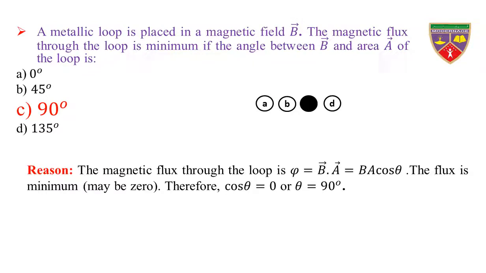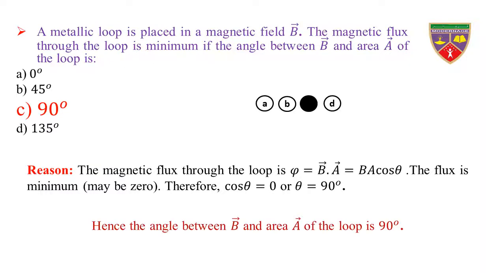Reason: the magnetic flux through the loop is phi equal to B dot A, which is equal to BA cos theta. The flux is minimum, may be 0. Therefore, cos theta is equal to 0 or theta is equal to 90 degree. Hence, the angle between B and area A of the loop is 90 degree.